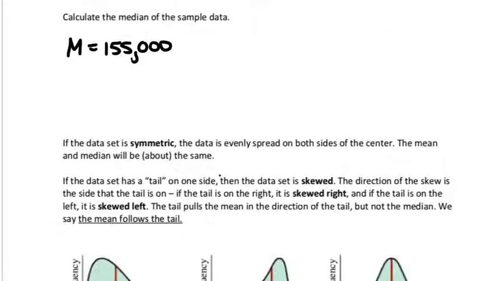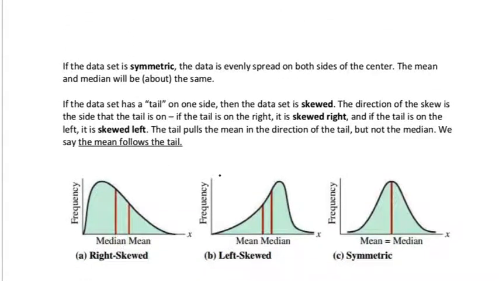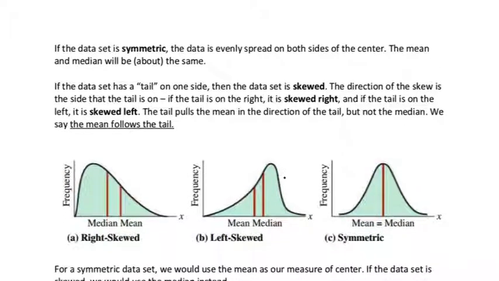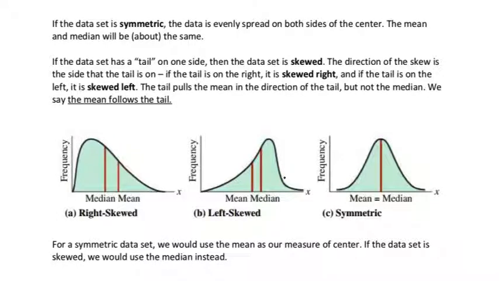If the data set is symmetric, then that means that the data is evenly spread on both sides of the center, and the mean and the median will be about the same. Maybe not exactly the same, but pretty close. If the data set has a tail on one side, then we call that skewed. The direction of the skew is the side that the tail is on. So in this right skewed graph, the tail is on the right. In the left skewed graph, the tail is on the left side. So it's not where the peak of the data is, but where the tail is, or this small, long, thin part of the data set.